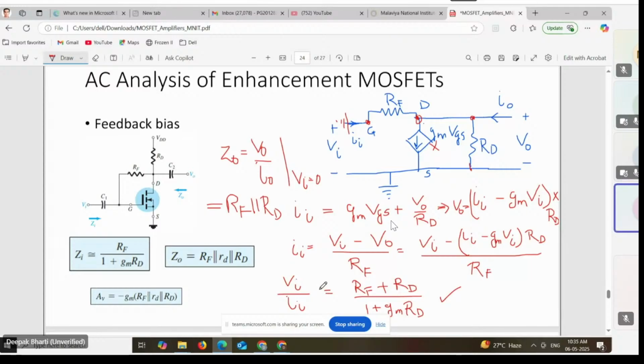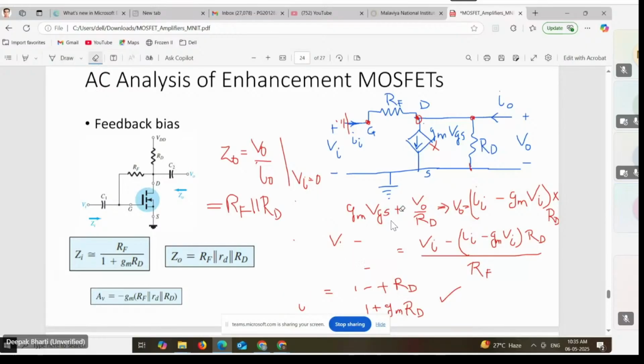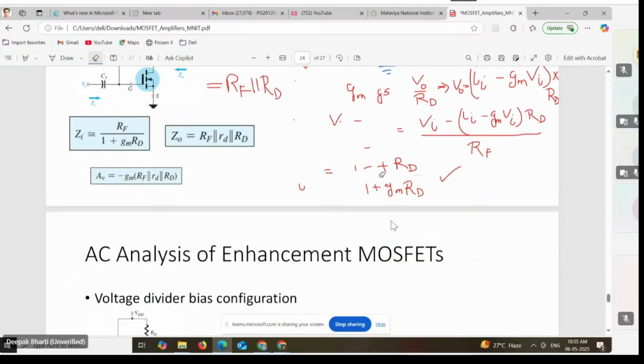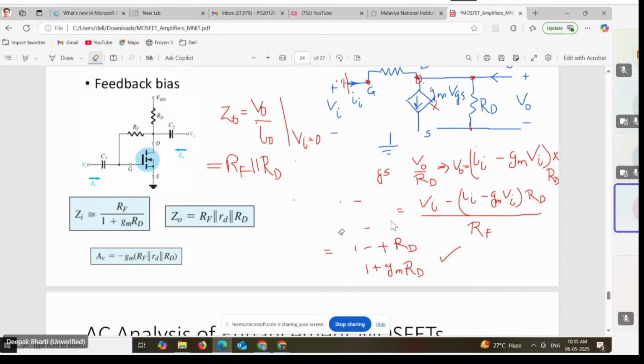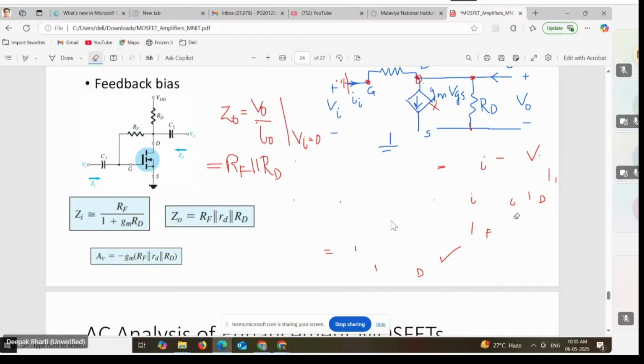Okay, so in this way we have determined Z0, and let's also try to determine the Av. Once you have applied the KVL and KCL, the same set of equations will be used to determine all three parameters, provided you apply the first set of equations carefully and correctly.